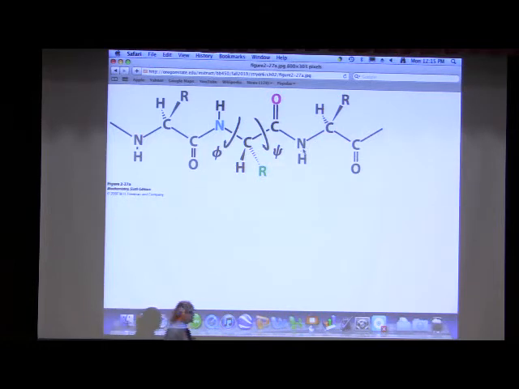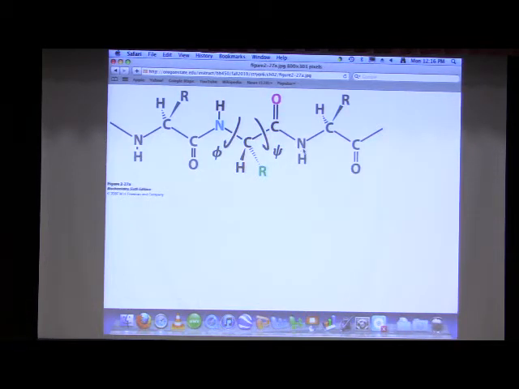Those rotational angles have names, and they're actually shown on this slide. They're known as the phi, which is the one shown on the left, and the psi, rotational angles. Those are rotational angles around the alpha carbon. Phi and psi are rotational angles around the alpha carbon.